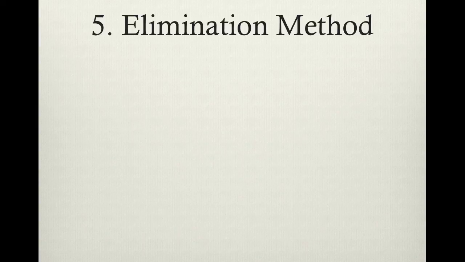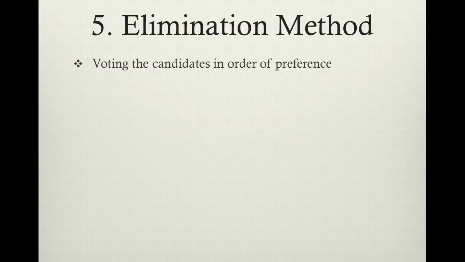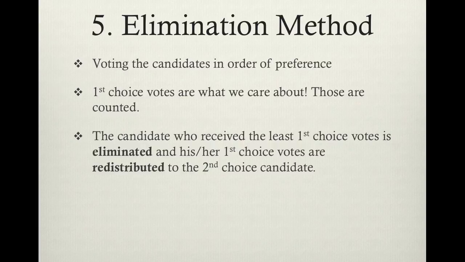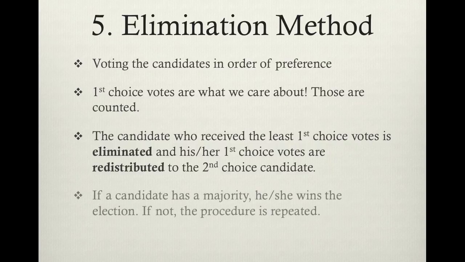The fifth method is called elimination, not to be confused with systems. We are voting the candidates again in order of preference, but first choice is only what we care about. We don't care about who ranked second, third. We care about first choice. The candidate who received the least first choice votes is eliminated, and then we redistribute his or her first choice votes to another candidate, the second choice candidate. If the candidate has a majority, he or she wins the election. If not, the procedure is repeated, and I will explain that in a second.